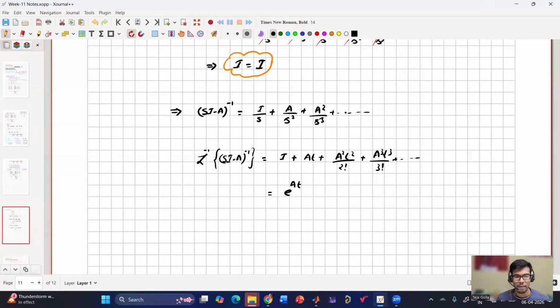So if you calculate the Laplace inverse of (sI minus A) inverse, on one side we are calculating everything in the s domain and then applying the inverse Laplace transform to get e to the power At. So this is one way to do it. So now the formula is basically e to the power At is equal to the Laplace inverse of (sI minus A) inverse.